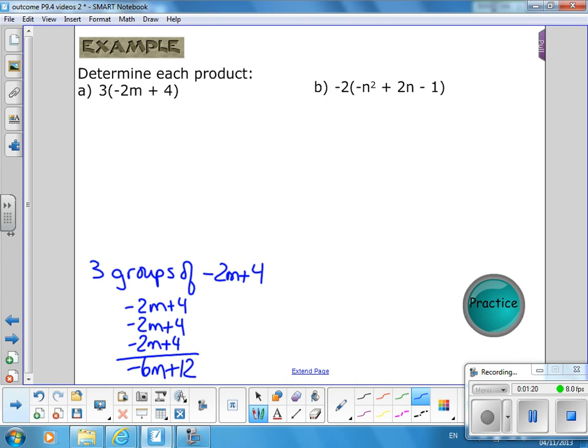But there's got to be a more efficient strategy for doing that with polynomials. Because let's say it was 100 times negative 2m plus 4. You wouldn't want to have to write out negative 2m plus 4 100 times and then add them up. There's got to be a quicker way. And there is. It's called the distributive property.